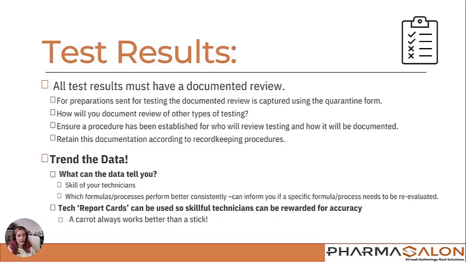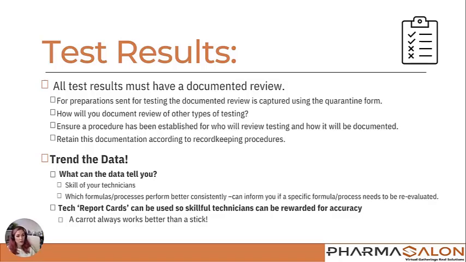Now, we've got all this data. We should definitely trend it. It can demonstrate the skill of your technicians, and it's also going to help you understand which formulas and processes are performing consistently. It can inform you if a specific formula or process needs to be reevaluated. So maybe if during your potency testing program, you're seeing that a certain formula is always low, it's always 92%, and it should be 100, right? We're always aiming for 100.